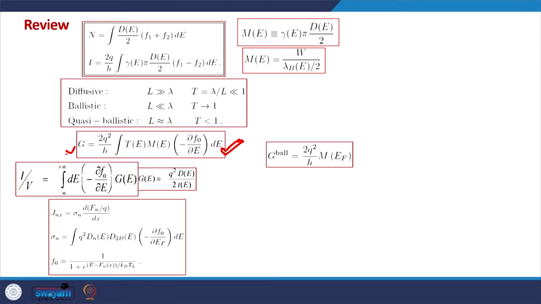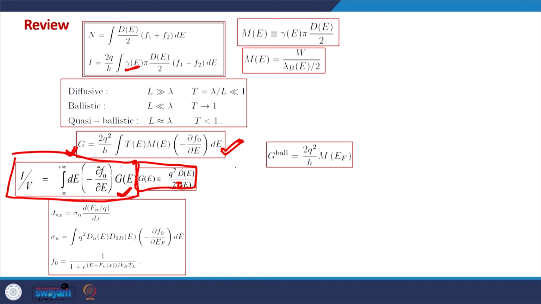This conductance can, in other words, be written as the average of the conductance function in the Fermi window using this expression, where the conductance function G(E) is given as q square times dE divided by 2 times tau E, where this tau E is essentially the transit time that we have been discussing, which is also related to the energy broadening in the channel.